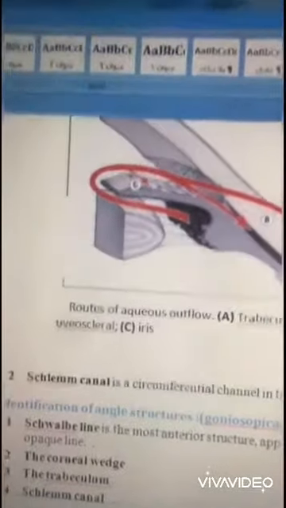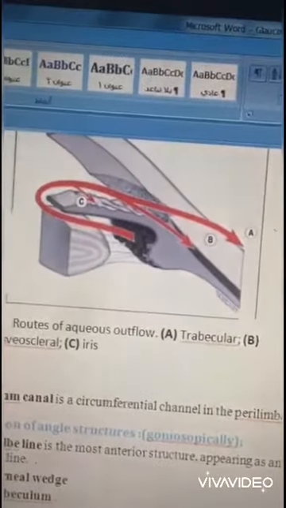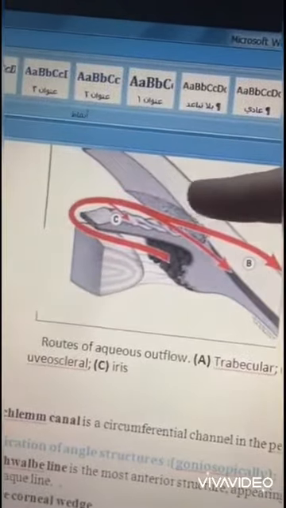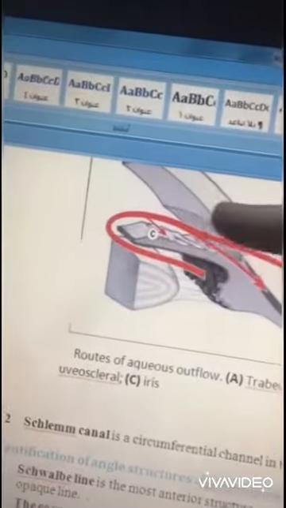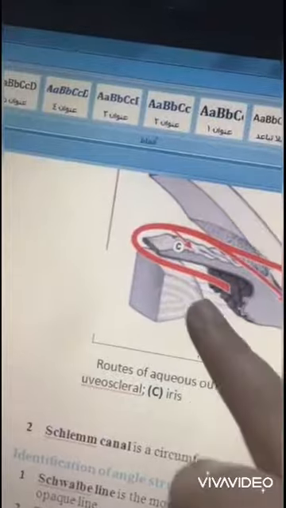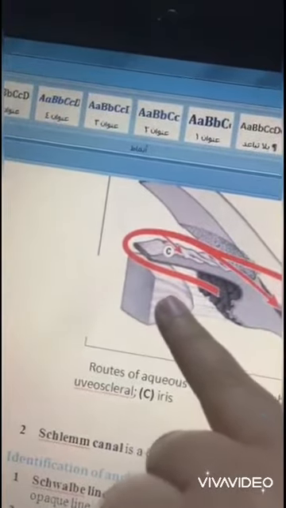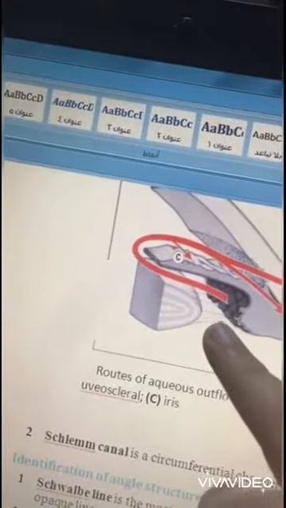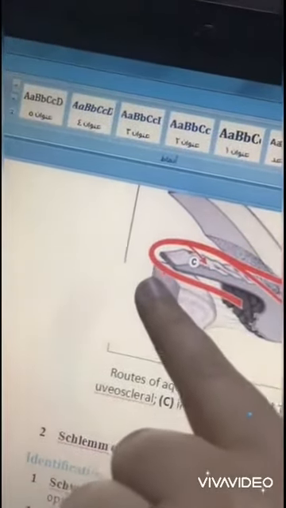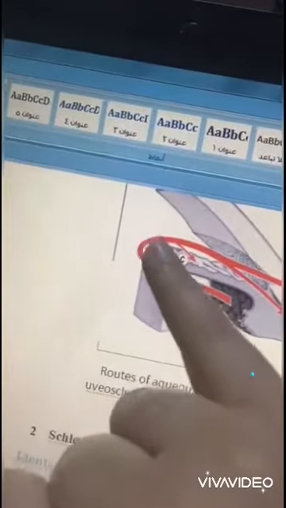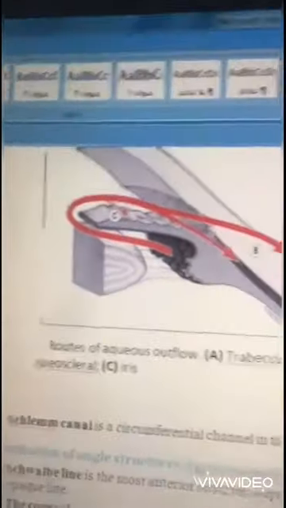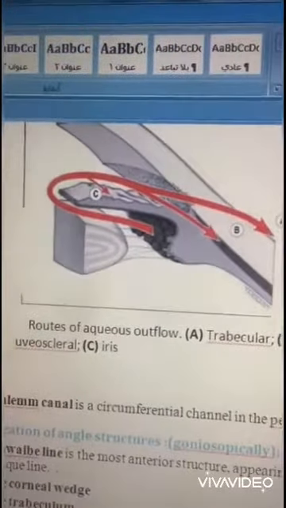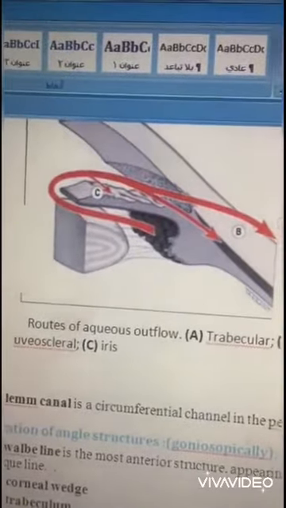Hi again. This is the anatomy of the angle of the anterior chamber. As you see, the first layer, this is the cornea, and here is the iris, and this is the angle of the anterior chamber. The space here is between the lens and the iris, and this is the site of formation of aqueous humor, where it passes anteriorly through the pupil into the anterior chamber, and this is also the site of drainage.